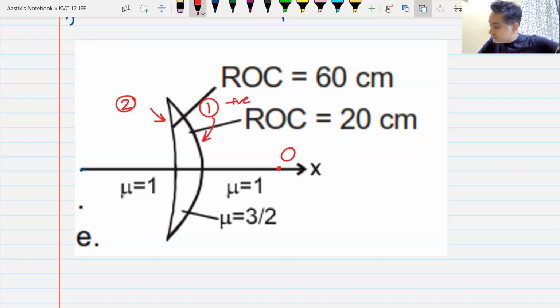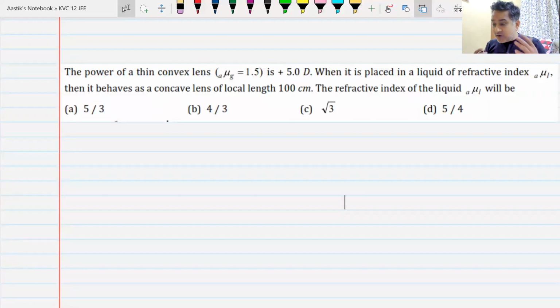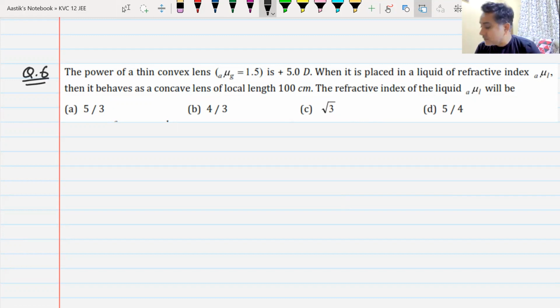Let us see who gets me the answer, sir. You have an option here also, because this is taken from one of your previous JEE Main papers. Best of luck. I've forgotten the number of the question. I'm writing question number 6. The power of a thin convex lens whose refractive index is 1.3 is 5 diopters.